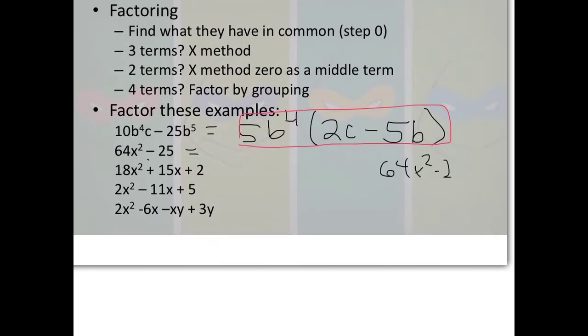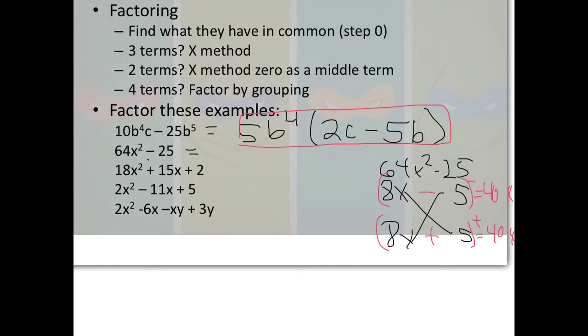Okay, so 64x squared minus 25. Well, the factors of 64, I would say 8 and 8. Factors of x squared, x and x. Factors of 25, 5 and 5. Now if I multiply on the x, this is 40x and 40x. How do I get these 2 numbers to be 0 for a middle term? Easy. So simple. Make 1 positive and 1 negative.